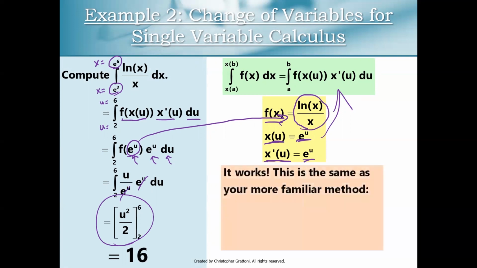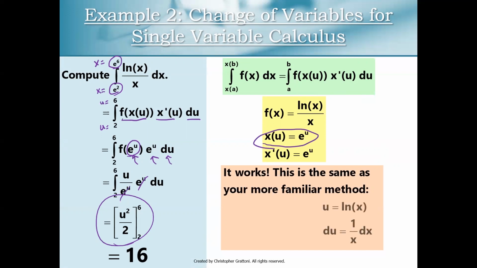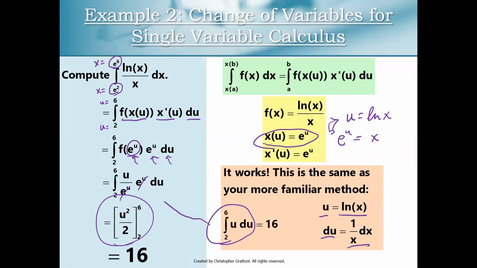Now, you might have seen this kind of backwards in your Calc BC course. It's not backwards, just from a different perspective. You probably wouldn't have written x of u equals e to the u. You would have done this in the more familiar form. You would have said u equals natural log of x. Well, if u is equal to the natural log of x, that means that x is equal to e to the u. Those are inverse statements of each other, so those both work. And then you would have said that du equals 1 over x dx. Well, you get the same result from that. You still get the same setup that you see right here, and you still get the same answer of 16.